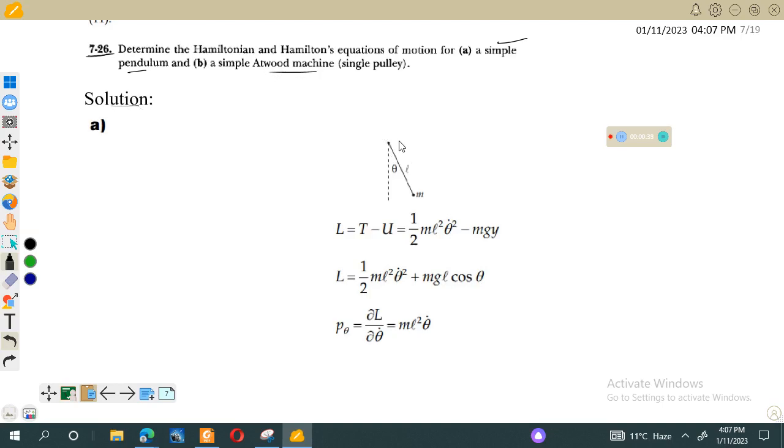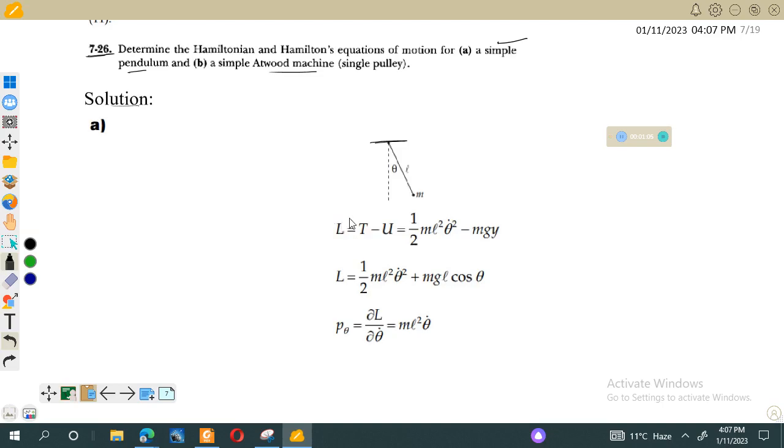The first is the simple pendulum. In this case we have a bob with some mass attached to a rigid support like this, and this string has length L. It is displaced from its mean position at an angle theta, so it will oscillate as simple harmonic motion.